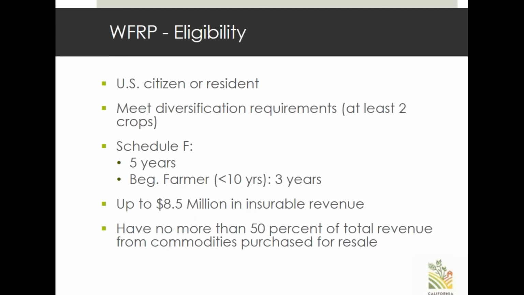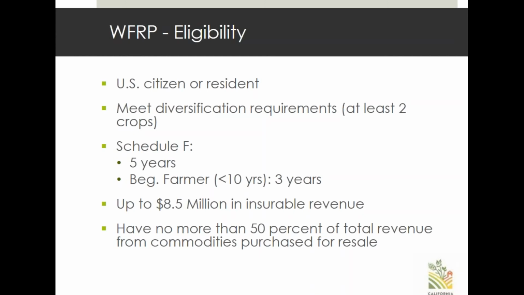First of all, as eligibility, you must be a U.S. citizen or resident. You need to have at least 2 crops. You need to have at least 5 years of Schedule F tax returns. If you're a beginning farmer, which in this case is defined as anything less than 10 years, so pretty much everyone listening here who's a farmer, then you need 3 years of Schedule F tax returns. These are basically used to normalize an average revenue rate that you might be generating on your farm, to help the insurance agent figure out what your revenue will probably be for the years coming up, what your costs are, and those types of figures.